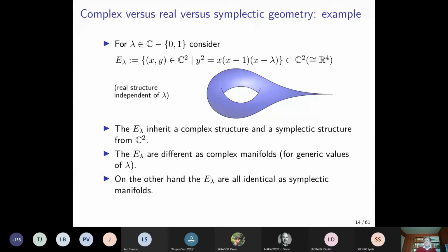So what we should retain from this example is that symplectic manifolds are somewhat resistant to deformation. Indeed, varying the parameter lambda may be viewed as deforming. This deformation invariance is a very important property of symplectic geometry, which does not at all hold for complex geometry.